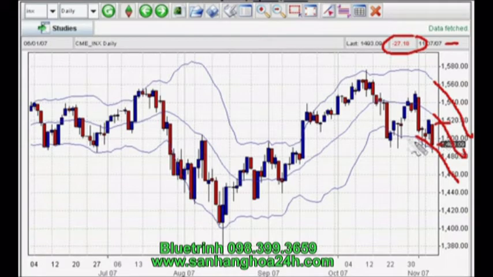Now again, we found support here. The market came back up, just got to the top of the band, came back down. So I would expect that's going to be the pattern as this market begins to ride the bands down.